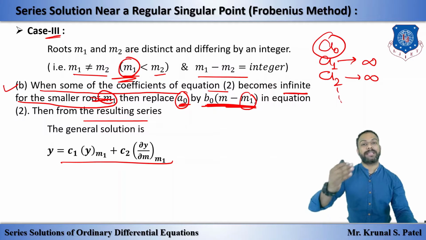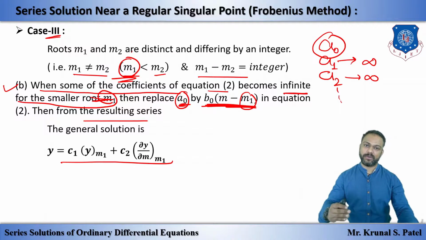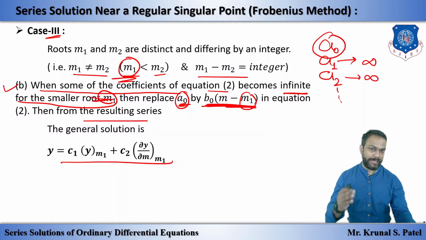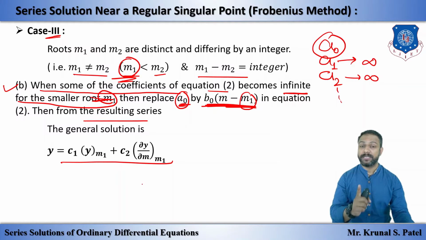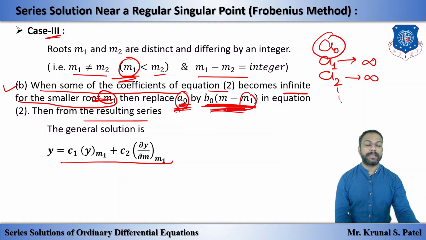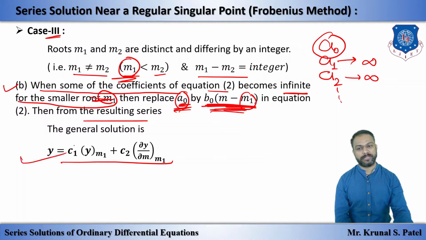If this happens for the larger root, then we will consider only the larger root and no need to consider the smaller root, and we will follow case number 2. That means we have just seen in part B, some of the coefficients of equation 2 become infinite for the smaller root only. Here we will check only for the smaller root. If infinite, then we will replace A0 by B0 into (m minus m1). m1 is our smaller root. And we have this solution.